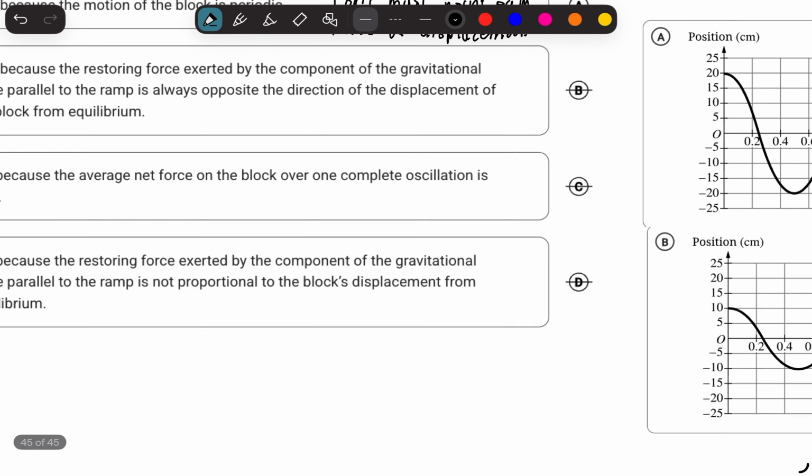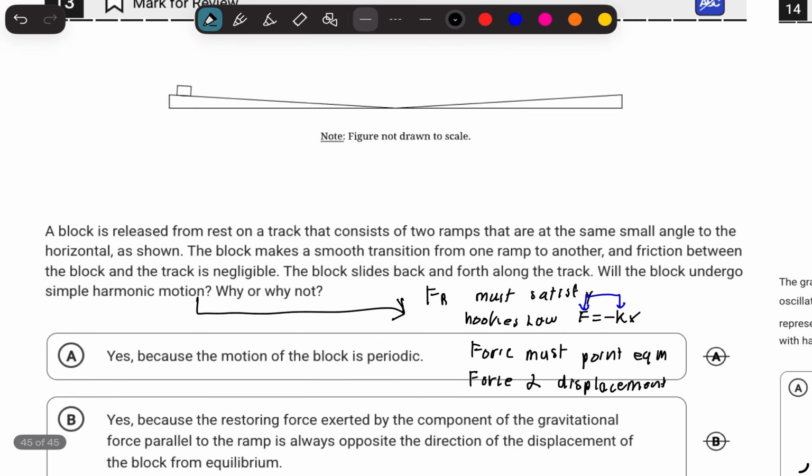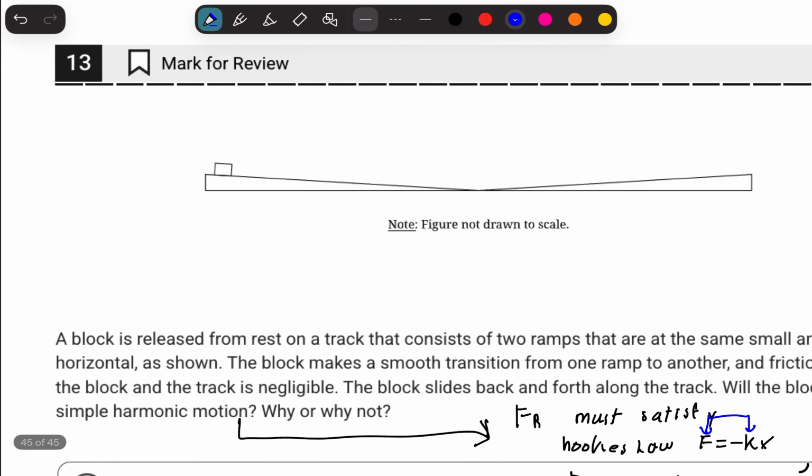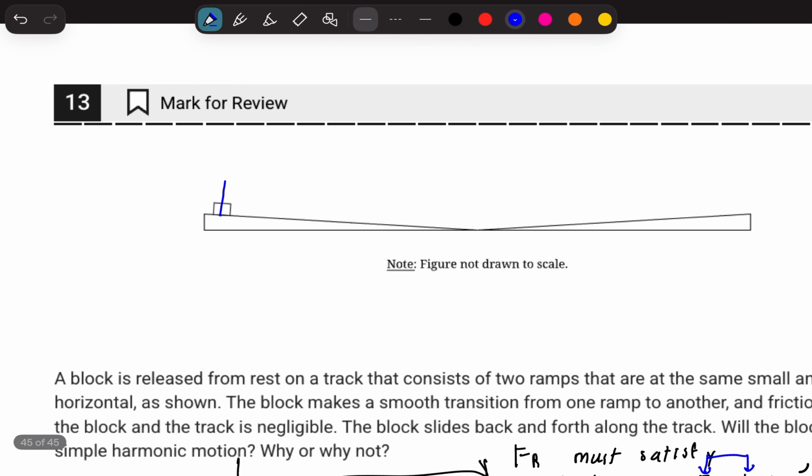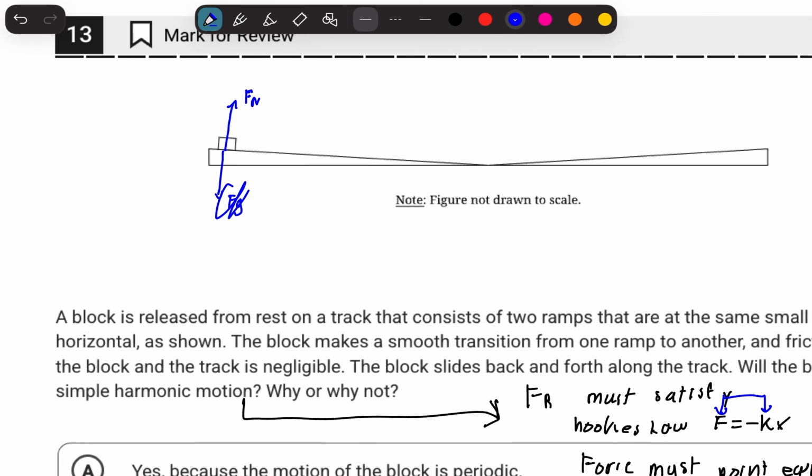So if we look at the force on the ramp and we draw the FBD for this diagram, you can see that pointing up is going to be your normal force, and pointing down is going to be your force of gravity. Now, if you resolve your FG, because this is on an incline, it's a small angle incline, but nonetheless, there's still an angle theta right there. Therefore, you have to break this down into components.